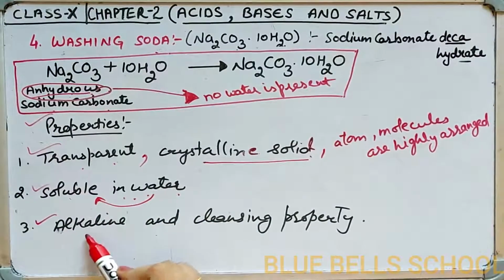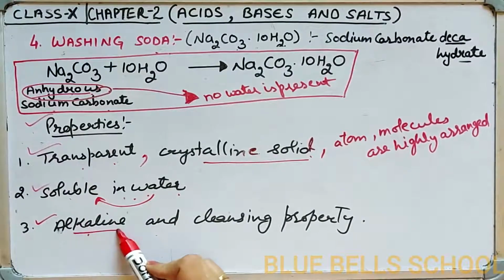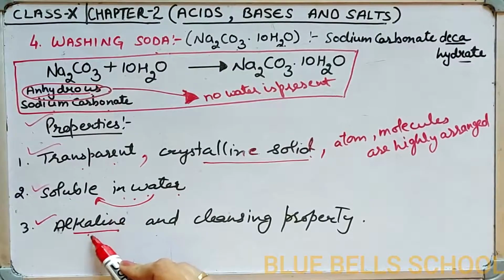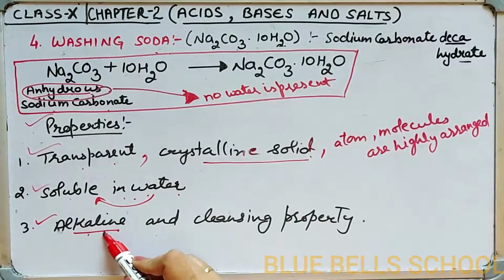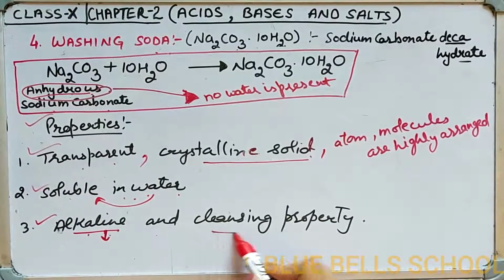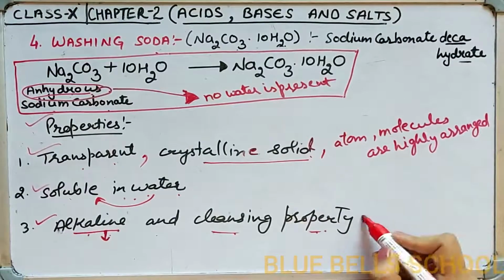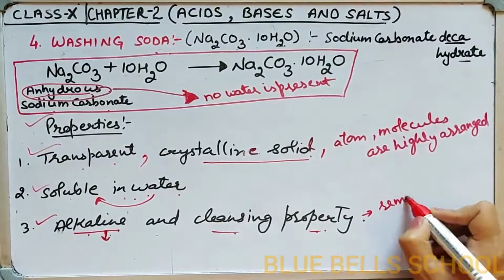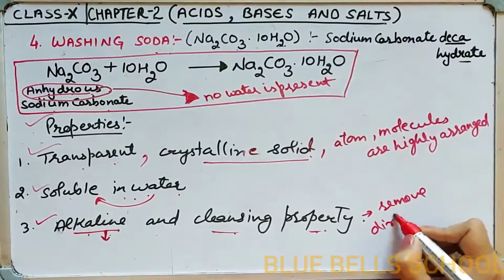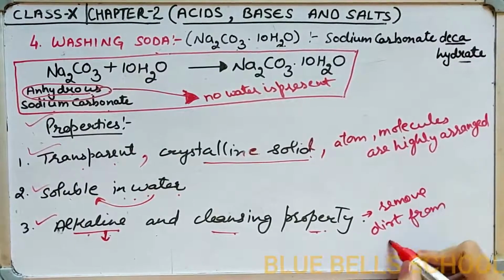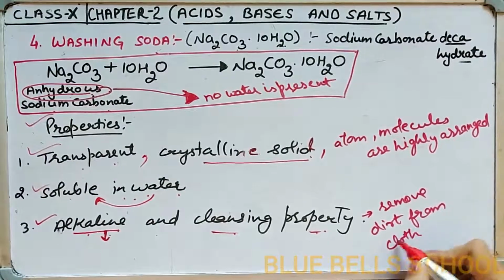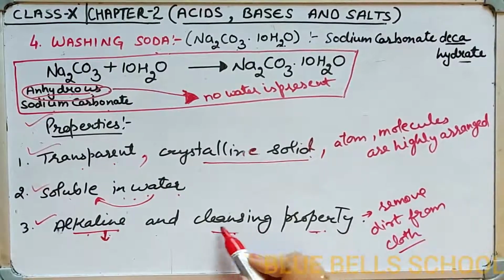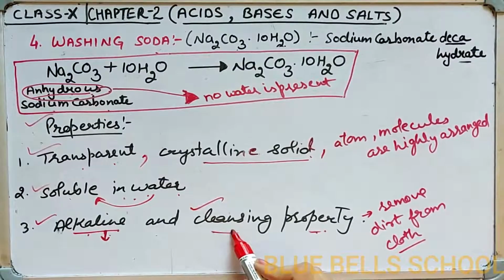Last property, washing soda is alkaline in nature. You know very well the meaning of alkaline. Alkaline means a base which dissolves in water and has a cleansing property. Cleansing means it can easily remove dirt from clothes, so it has a cleansing property.